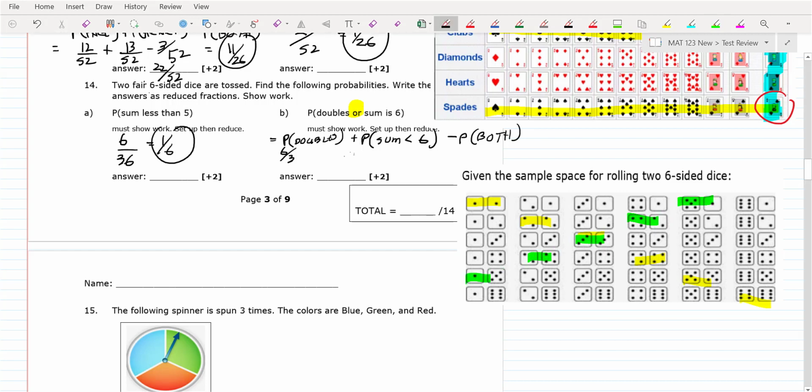So basically you'd have 6 out of 36 ways to get doubles. And again, this was supposed to be sum equals 6, so there are 6 ways to do that. What's the probability of both? Yeah, 1. That's where they intersect. That's doubles and adds to 6. So that would be a 1 out of 36 probability of both. This is the way you would work out the problem. So that would be 12 minus 1, that would be 11 out of 36. You guys with me there?